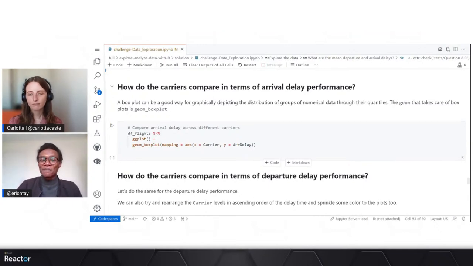So let's compare how different carriers vary in terms of their arrival delay. Do some airlines generally come in late? Let's investigate some of these questions. So let's do that using a box plot. But how do you do that in R?